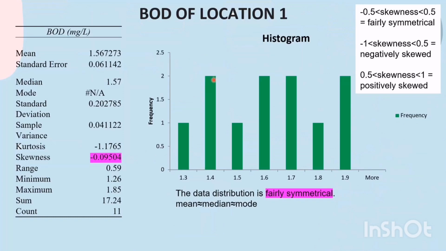By using Microsoft Excel, I have calculated a skewness which is negative 0.09504, which falls into this category. Hence, the data distribution is fairly symmetrical. Mean is approximately equal to median and mode.